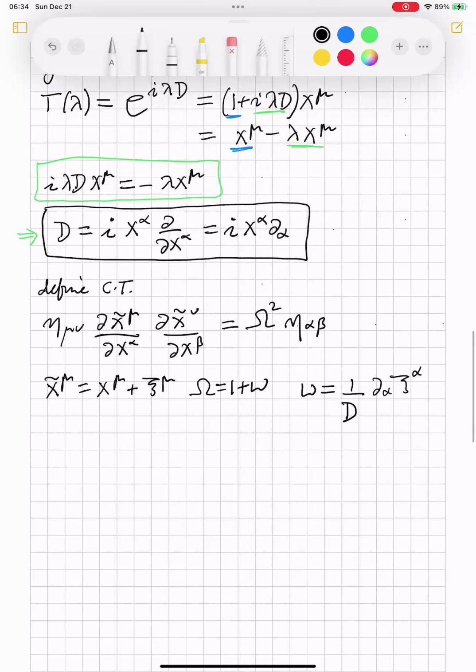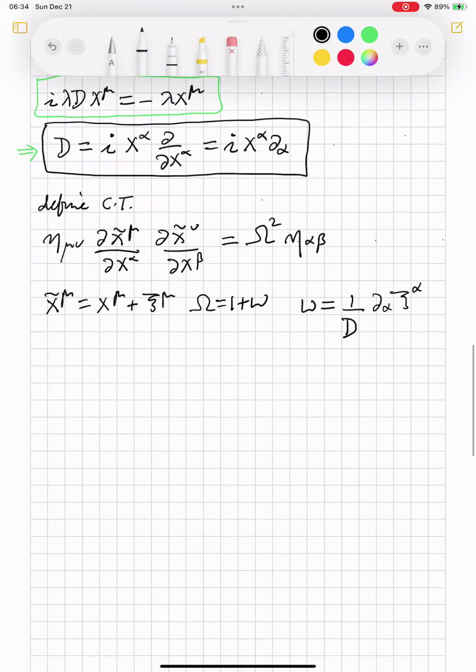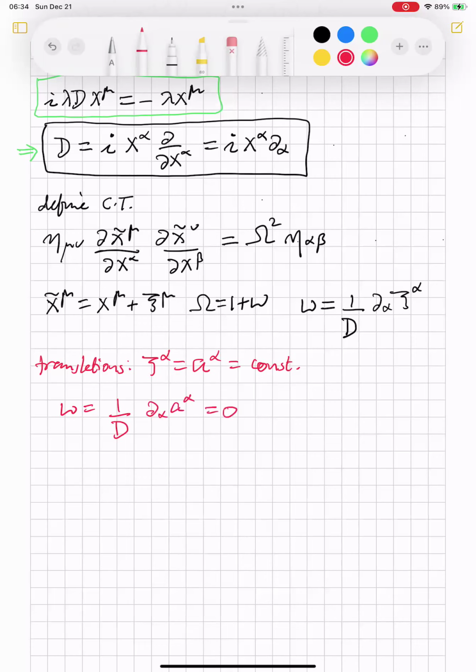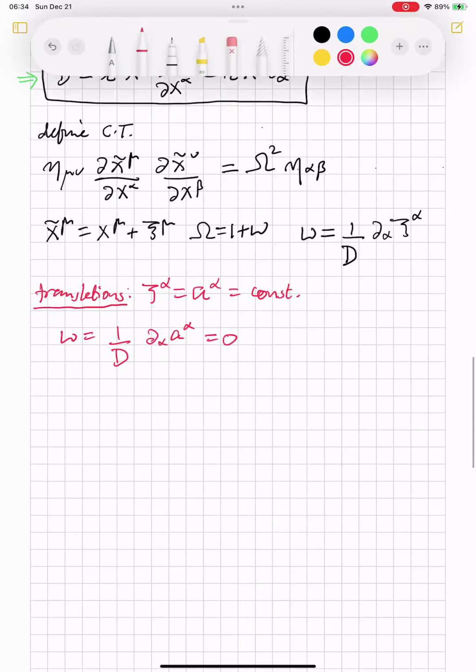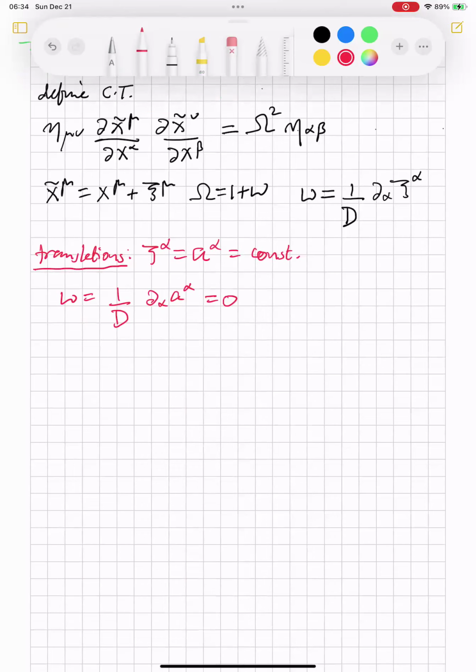And what transformations did we consider so far? Well, we considered translations. And remember, for translations, we had zeta alpha equal to A alpha, and this A alpha was a constant. So that was important. So in this case, little omega, which is 1 over d times d alpha A alpha, will vanish because A alpha is a constant. So in the case of translations, we don't get a non-trivial scaling of the metric. Capital omega is just 1.